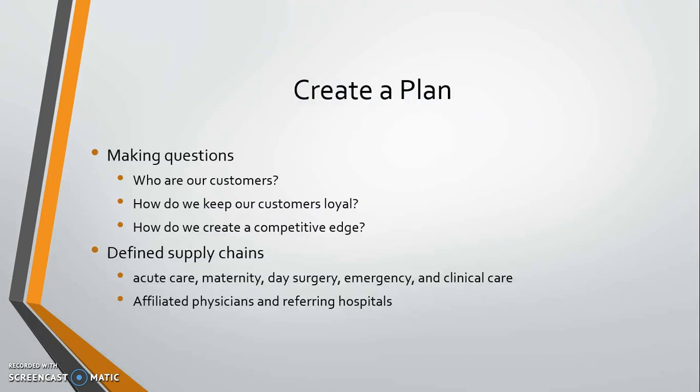Creating a plan. To begin their shift in business, the hospital had to ask questions such as, who are our customers? How do we keep our customers loyal? How do we create a competitive edge? In the SCOR strategy, a business must define their supply chain. As a service provider, the hospital chose to define its supply chains by key customer care units like acute care, maternity, day surgery, emergency, and clinical care. The strategy also considered other customers such as affiliated physicians and referring hospitals.